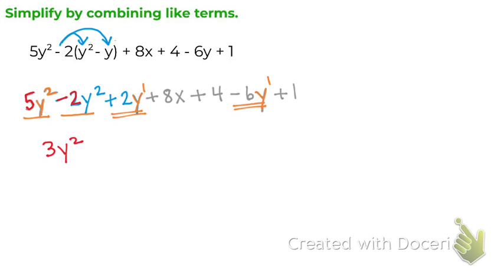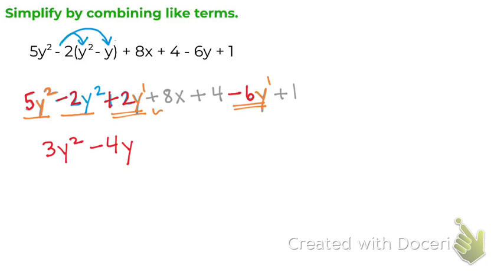So again, when combining these two like terms, we want to look at the coefficients. So we have a positive 2 and a negative 6. Positive 2 minus 6 is negative 4. So it would be negative 4y to the first, or we're just going to leave it as y.